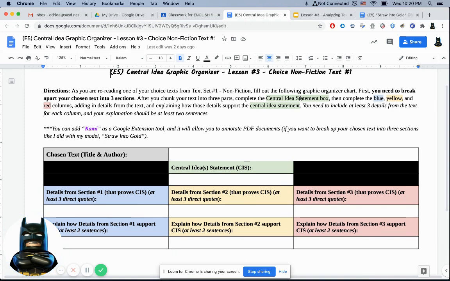In the notes from the slides, you should try to see if you can write that central idea statement first. What are those 2 big ideas, those 2 central ideas that were covered in the text that you chose, and then see if you can work from there. Again, you still need to have at least 3 direct quotes in these sections, and then make sure that you're explaining how those details represented by the quotes support that central idea statement for your chosen text.